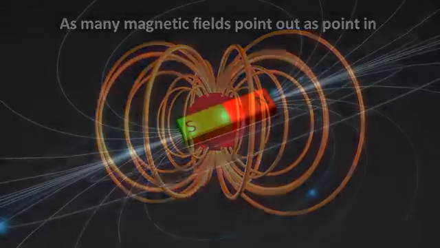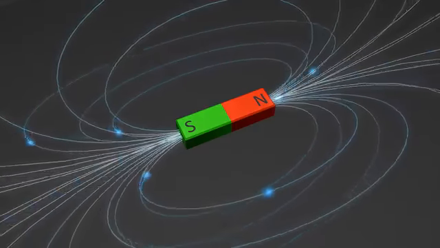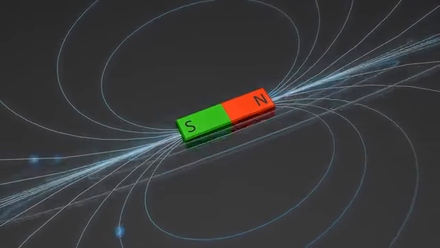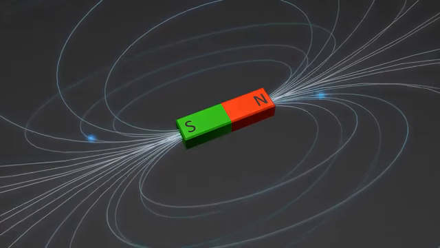It will be in loops. In other words, a magnet will always have two poles. There are no magnetic monopoles. You cannot have a positive magnet or north pole by itself or a south pole by itself.